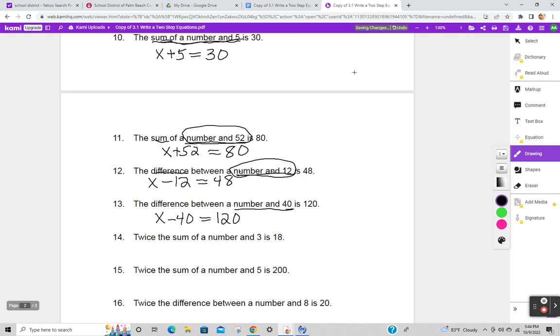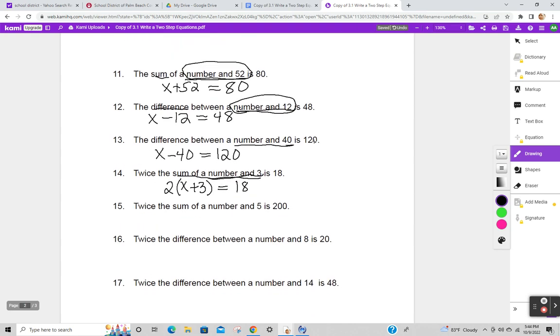Okay, this one you have to be careful. Twice the sum of a number and 3. Well, I'm going to focus right here. I want to go ahead and write the sum of a number and 3. So that would be x plus 3. Now, what am I going to do to this sum? I want to take twice that amount. In order to do that, I need to put this total right here in parentheses. And then I'm going to multiply it by 2 in order to take the sum of x plus 3. And then all that will be equal to 18.